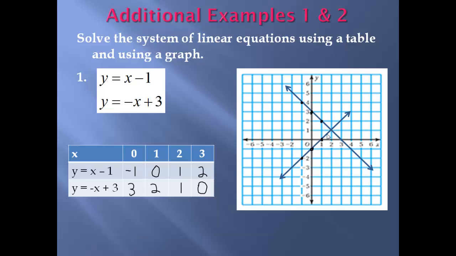They meet right here, and that point is (2, 1). This is the same solution that we got in our table. So our solution is (2, 1).